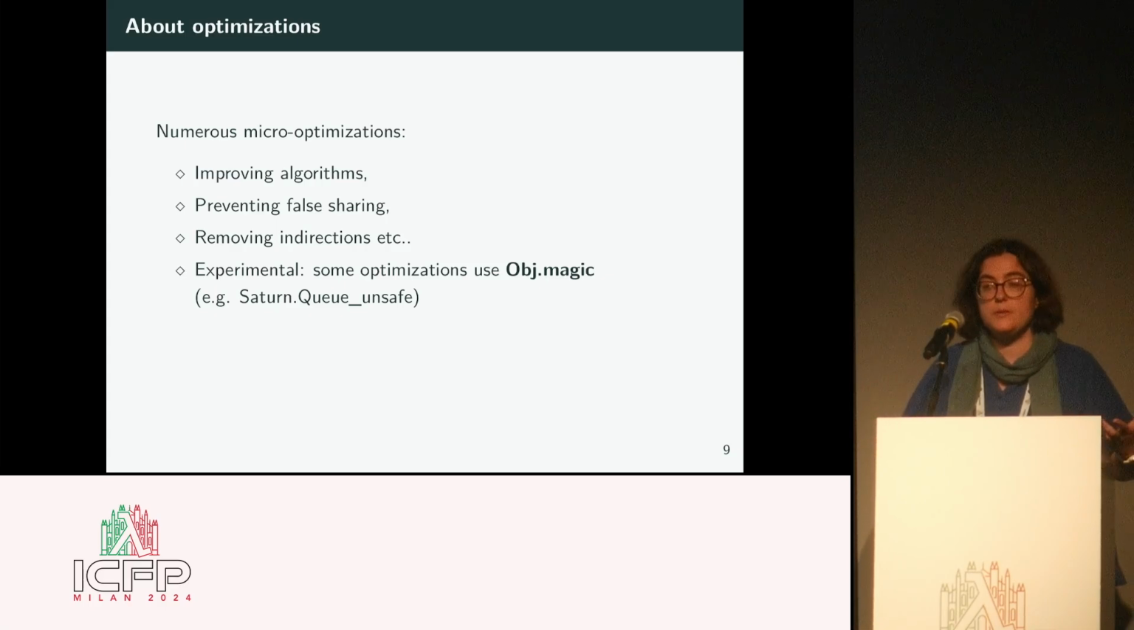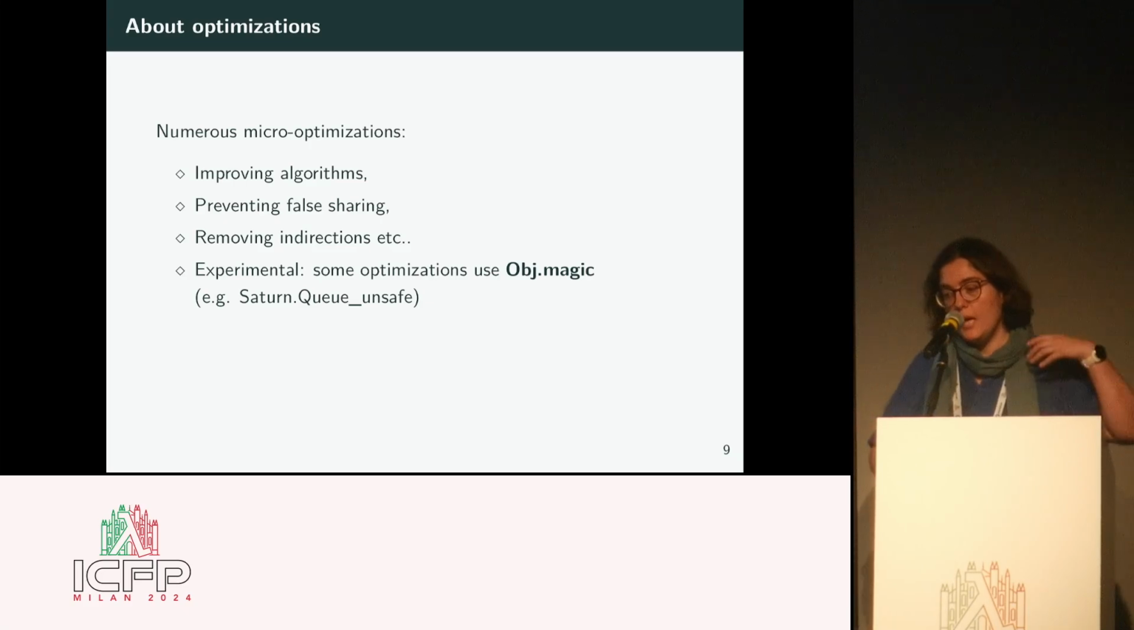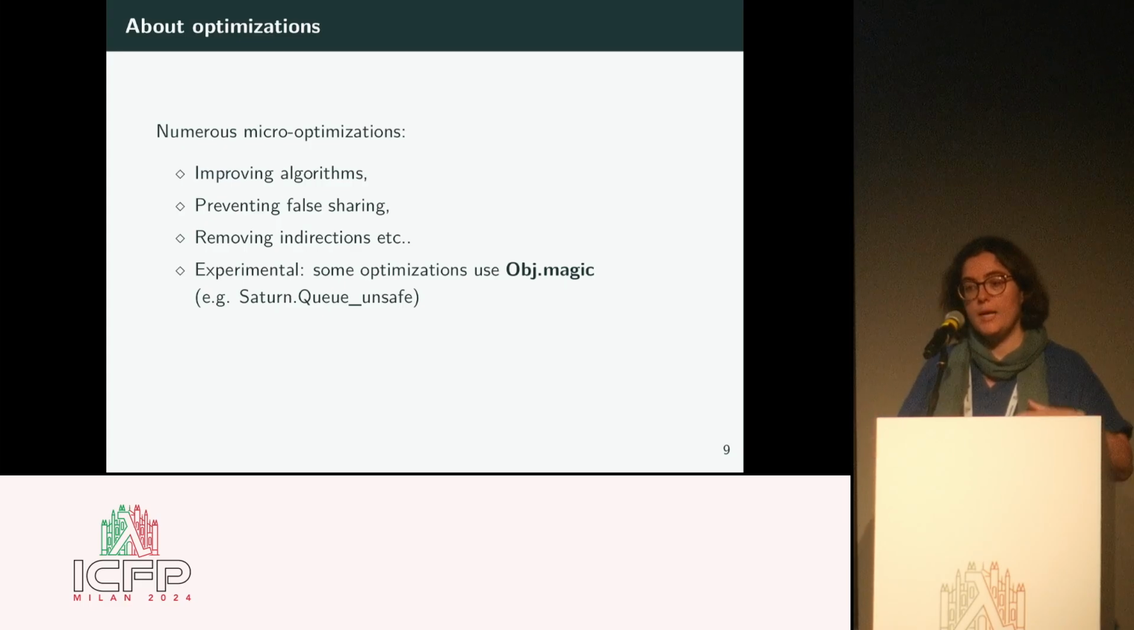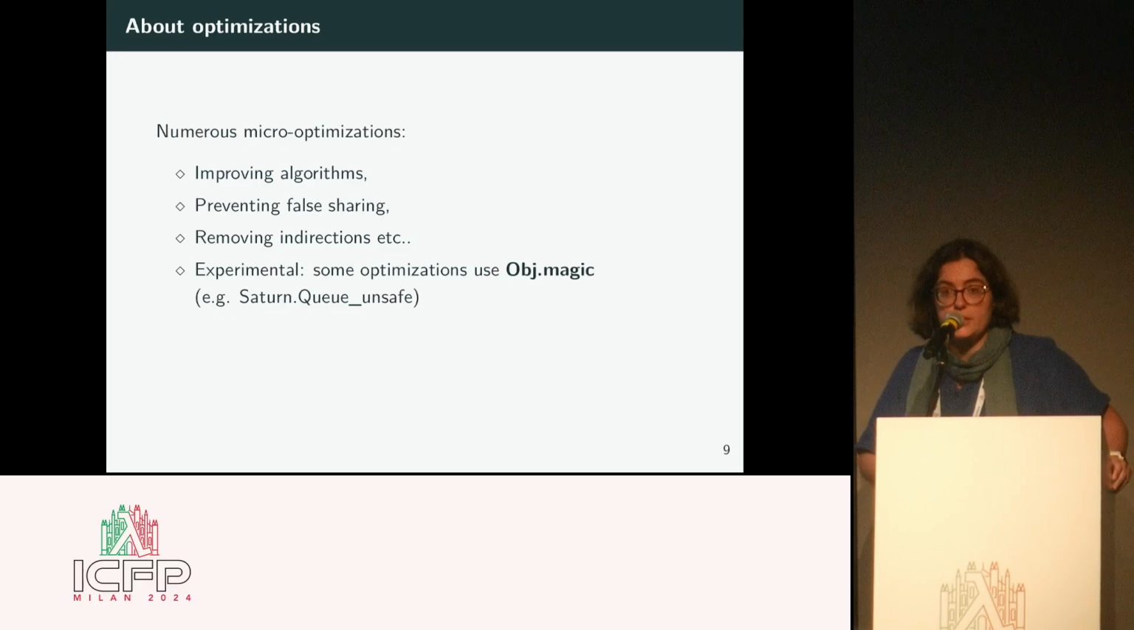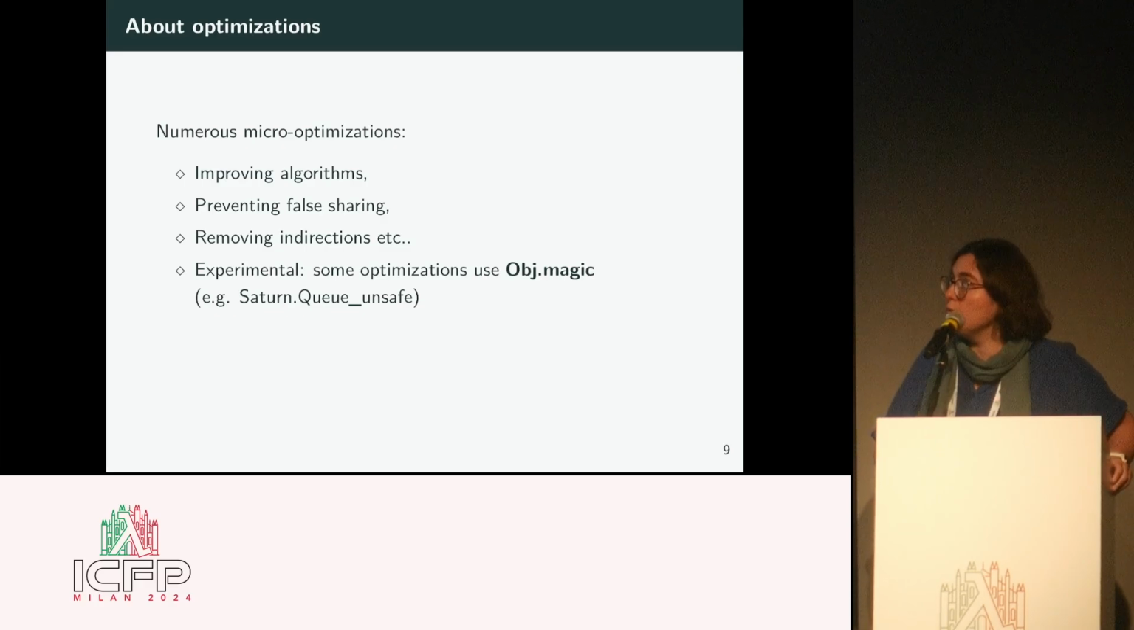You can obviously reduce contention by improving your algorithm, right? If you have a queue, for example, you may want the push and the pop operations to access two very different parts of your data structure, so you won't have contention between these operations. But you can also reduce contention by preventing false sharing, which is now easier to do with the make_contended functions that we have in the atomic module.